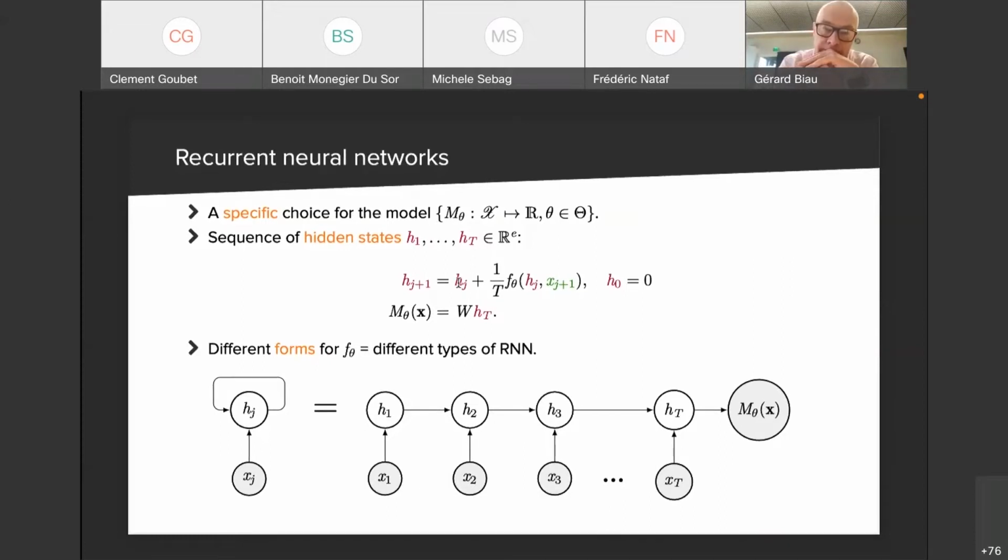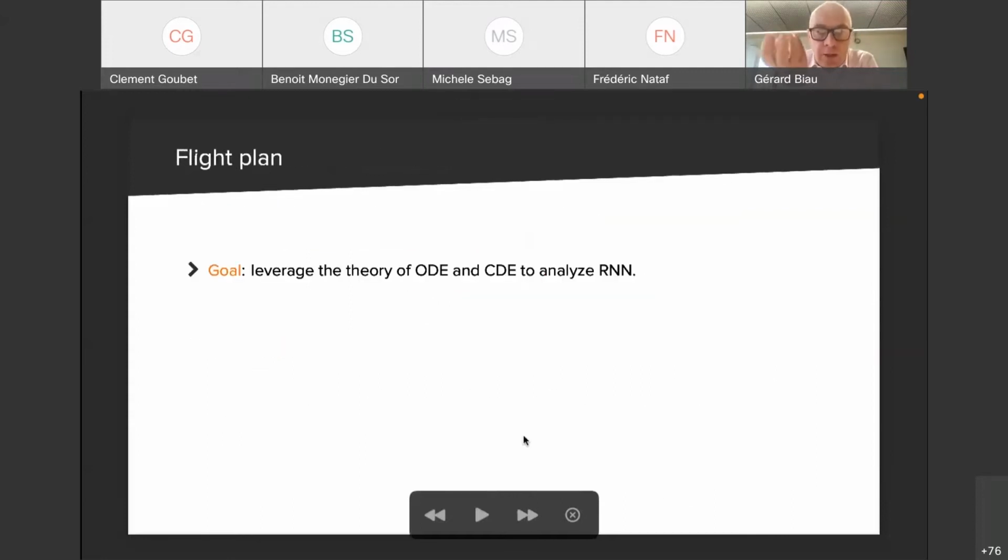That's the Picard iteration of a differential equation. And of course, what we want to do in this presentation is to make this connection clear, and I will show you how we can do so. The flight plan of today is to leverage the theory of ordinary differential equations and CDE, which means control differential equations, to analyze this recurrent neural network. The objective is to get performance bounds on these neural networks using the ordinary differential equations point of view.